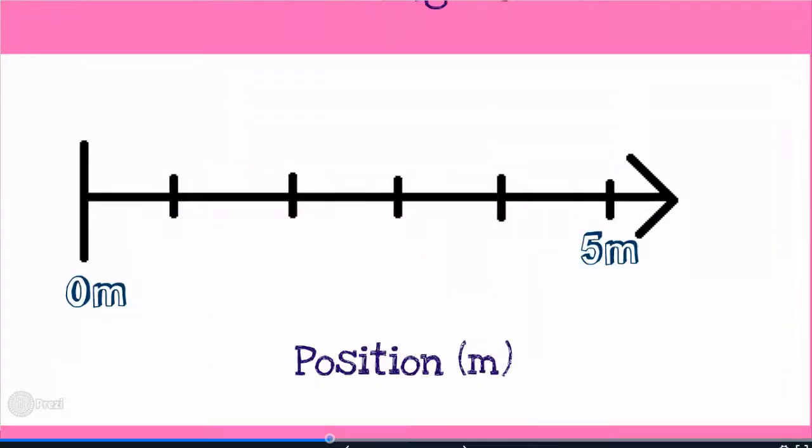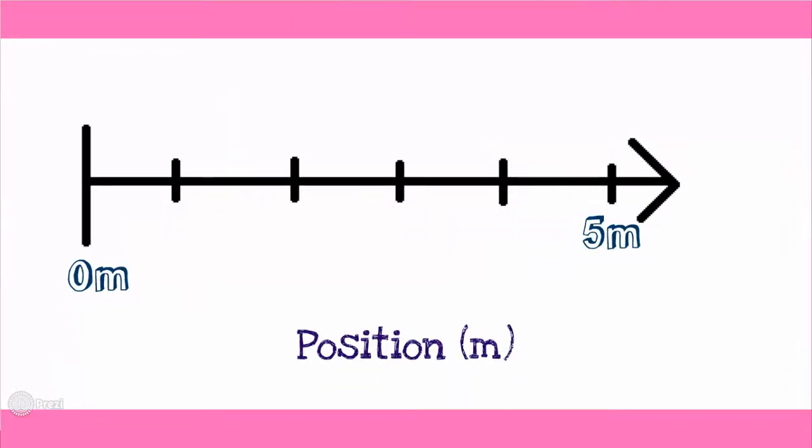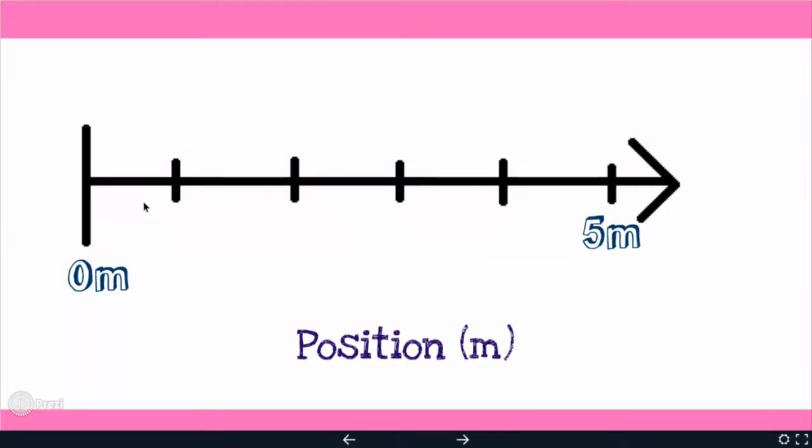Those vectors are placed on something like this. It looks a lot like a number line or a timeline, but it tells us position. And it always starts at 0.